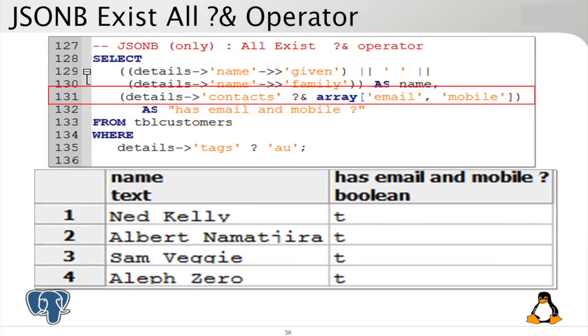Another operator is the existAll operator, with a question mark followed by an AND symbol. Please refer here to line 131 on the slide, so you can see that it checks if all of the items in the list, which are given on the right, exist in the JSON field given on the left. In this case, we're checking if the customers have email and mobile contact information.